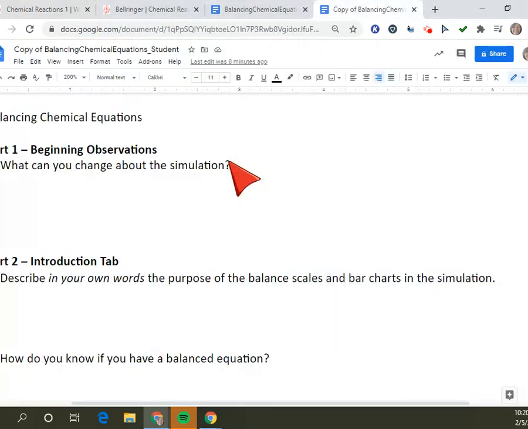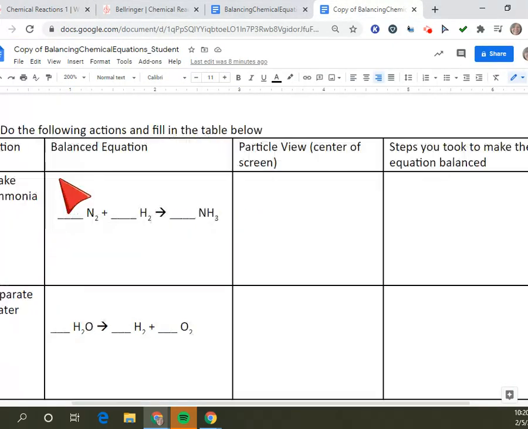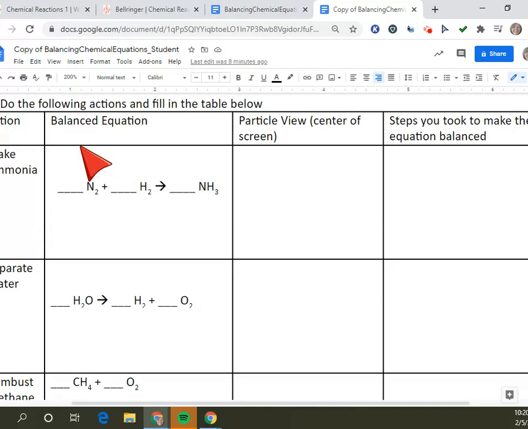All right, so the next questions, you should have answered up to 3. The next questions give you this data table. You see an action, so it tells you what it's doing, the equation, particle view.